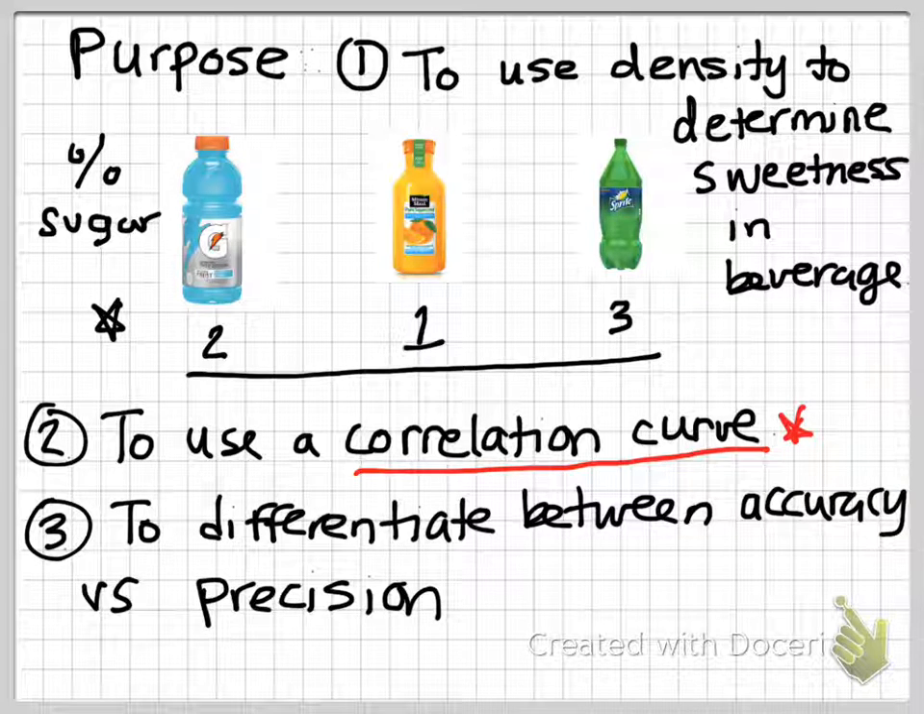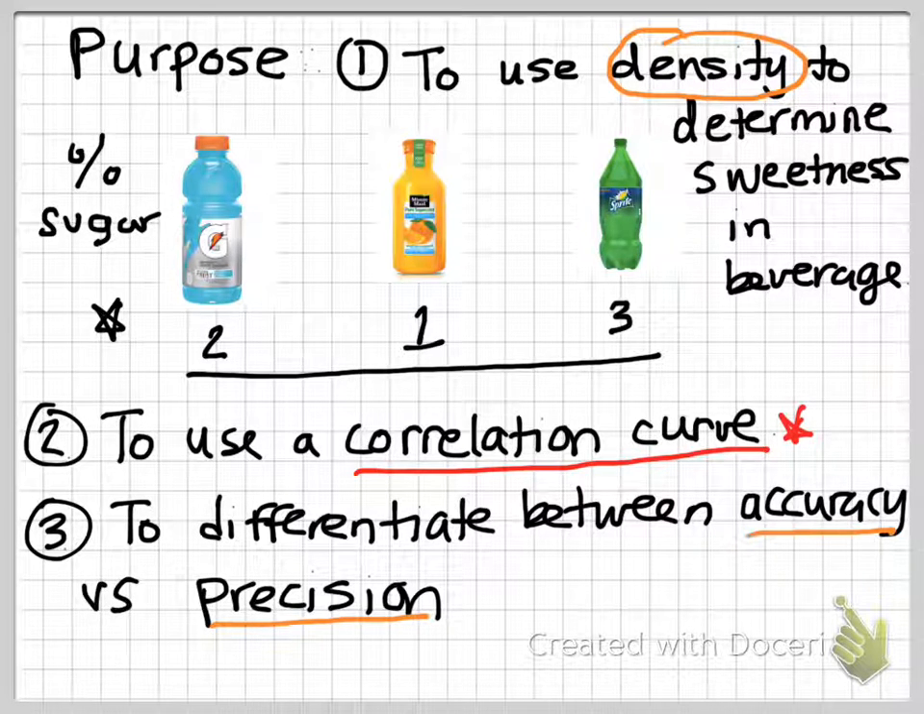And lastly, in this lab, we're going to try to figure out the difference between accuracy versus precision. We're going to use your data and look at it with the class's data to see how accurate you were and how precise the entire class was. So this is the big picture of the lab. We're going to practice using density, see what a correlation curve is all about, and see if we can determine the difference between accuracy and precision.